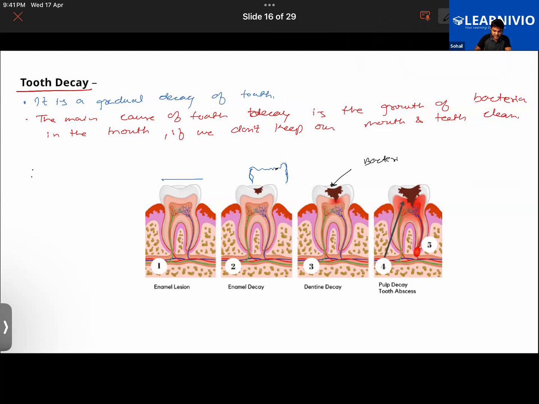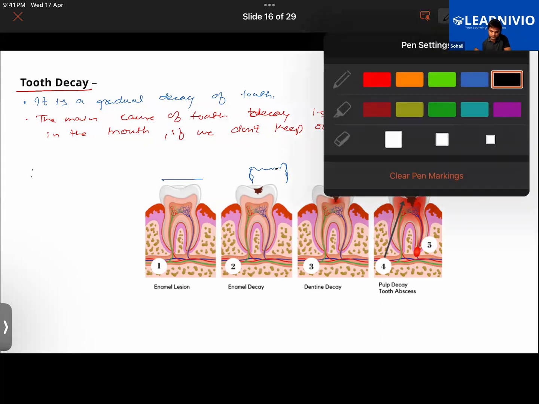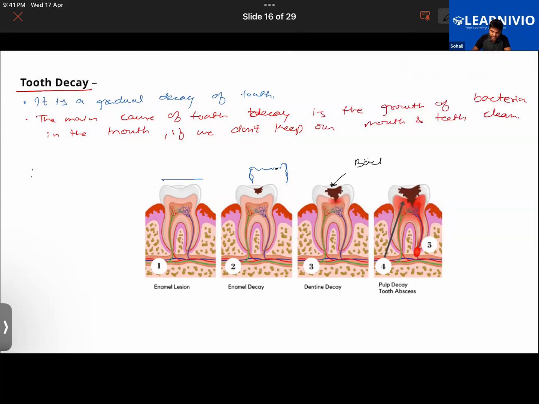Sir, after it, what is that? In the first line or in the second line? First line: the main cause of tooth decay is the growth of bacteria in the mouth if we don't keep our mouth and teeth clean. No, sir, the blue one. The blue one: it is a gradual decay of tooth. Okay, sir. So this over here is bacterial growth.